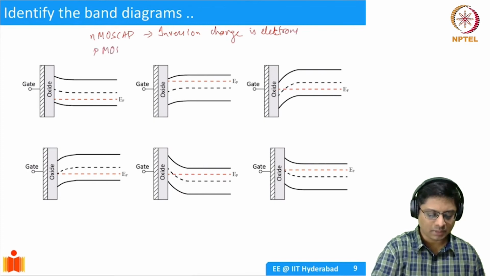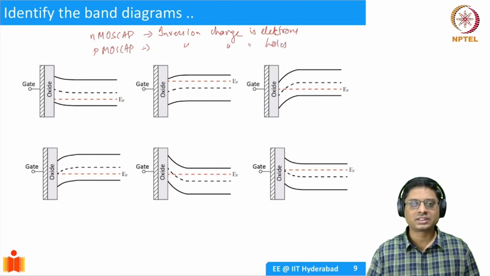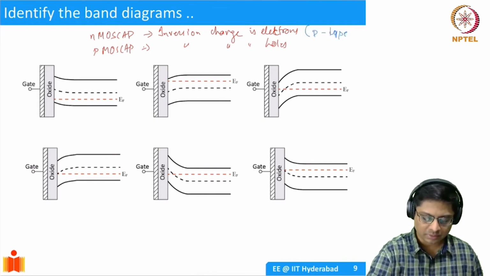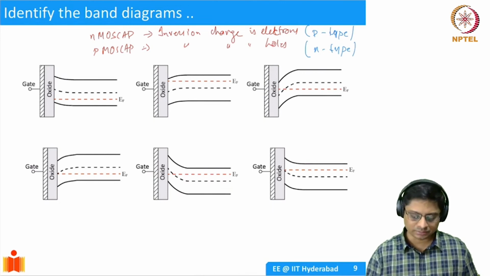If I say PMOS cap, this implies inversion charge is holes. So we are inverting the substrate. That's why we start with a P-type substrate for NMOS cap, and we'll start with an N-type substrate for PMOS. Please make sure that you remember this. Many times students mix up these two.